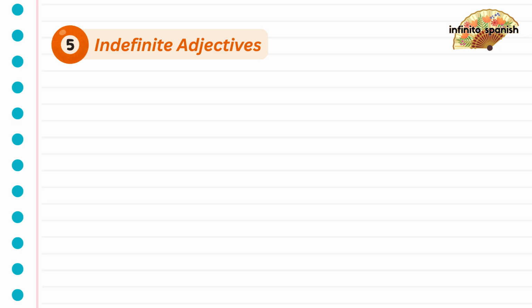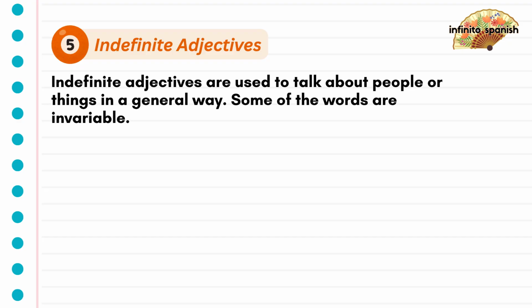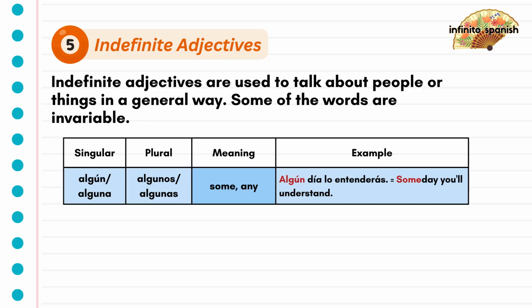Don't worry, we've almost reached the end. The last type of adjective is indefinite adjectives. Indefinite adjectives are used to talk about people or things in a general or non-specific way. Some of these adjectives are invariable. Let's go through a list of indefinite adjectives with their examples. Algún, alguna, algunos, algunas, meaning some, any. Algún día lo entenderás. Someday you'll understand.